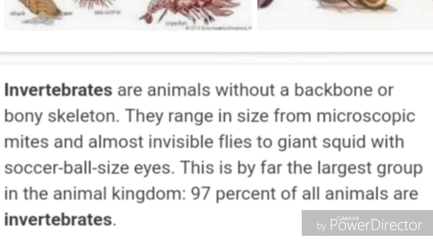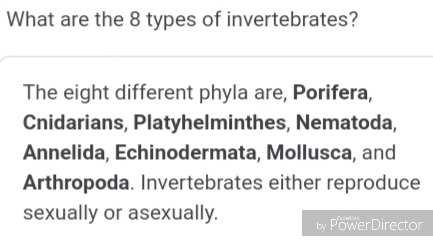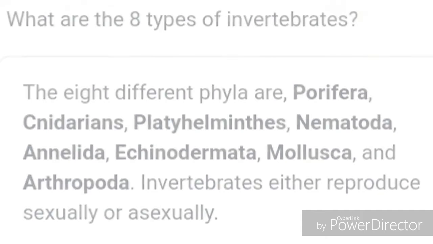Now let us see the 8 different phyla in invertebrates. The first one is Porifera, second one Cnidaria, third one Platyhelminthes, fourth one Nematoda, fifth one Annelida, sixth one Echinodermata, seventh one Mollusca, and eighth one Arthropoda. Invertebrates either reproduce sexually or asexually.